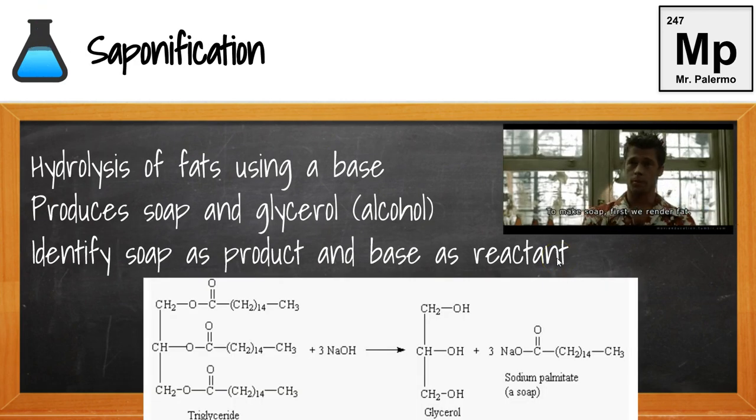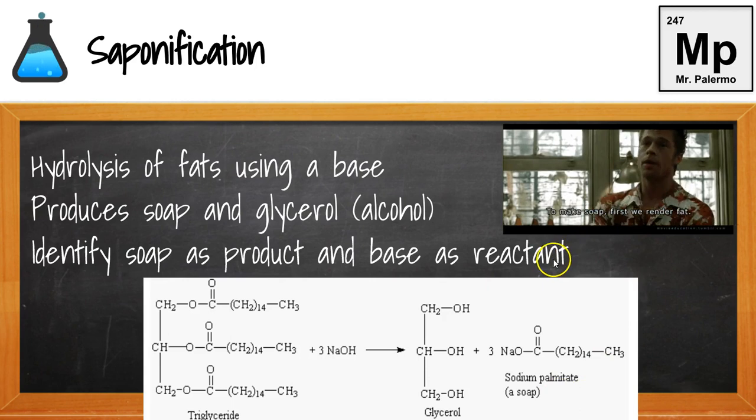Saponification is the process of making soap, and it's the hydrolysis of fats using a strong base. We produce soap and an alcohol as a product. We can recognize the alcohol by the OHs, and the soap will actually say soap, so you know that you're making a soap molecule.